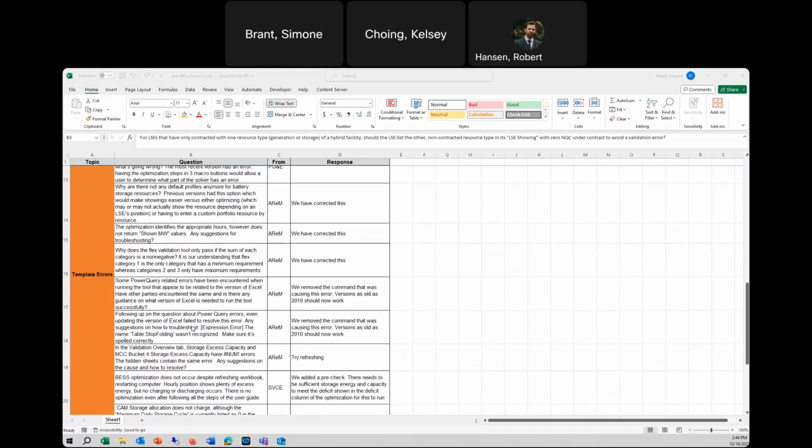Next, some Power Query related errors have been encountered when running the tool that appear to be related to the version of Excel. Have other parties encountered the same, and is there any guidance on what version of Excel is needed to run the tool successfully?